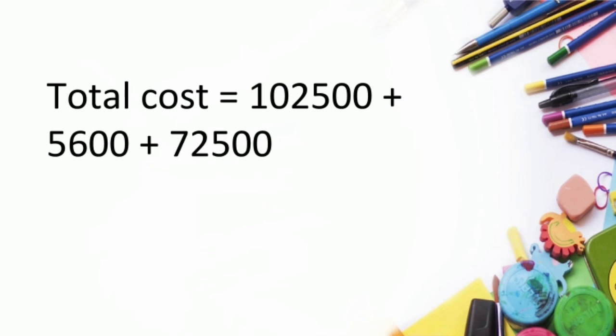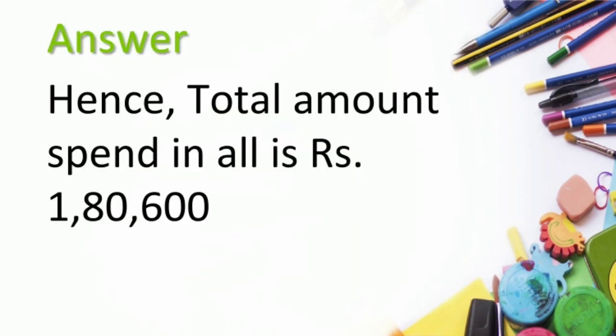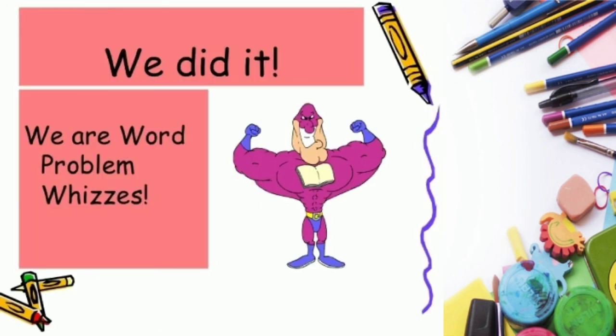Now what is the question asked here? How much did he spend in all? In all means addition. This is a keyword for addition, so you have to perform addition here. What will be the total cost? Add all the three items. Now our answer is 1,80,600. Now the final answer is: total amount spent in all is 1,80,600 rupees. Now it's time for home assignment.